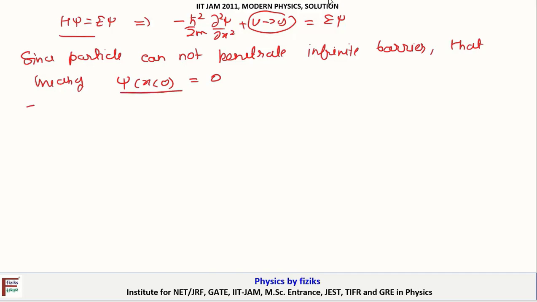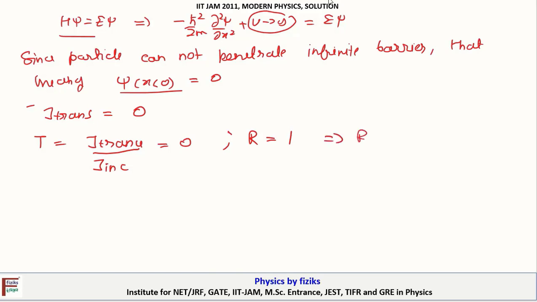If psi in this region is 0, then J transmitted would be 0. That means the transmission coefficient, which is defined as J trans divided by J incident, is equal to 0, which means R is equal to 1 using the property R plus T equals 1. Further, R can be defined by J reflected by J incident.